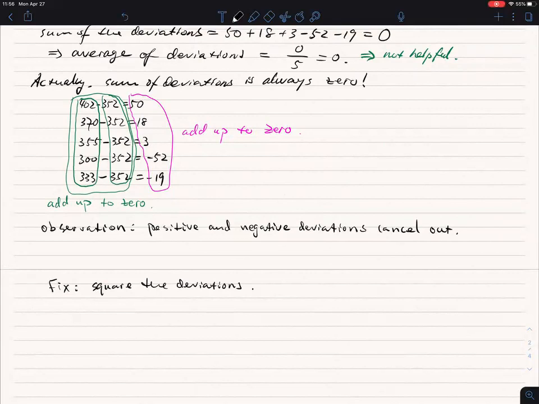Okay, so how about we square the deviations. The negative number after you square it will be positive, right? And a positive number after you square it is still going to be positive. Then we add them, and we have a positive sum. So in that way, we avoid a zero sum, right?